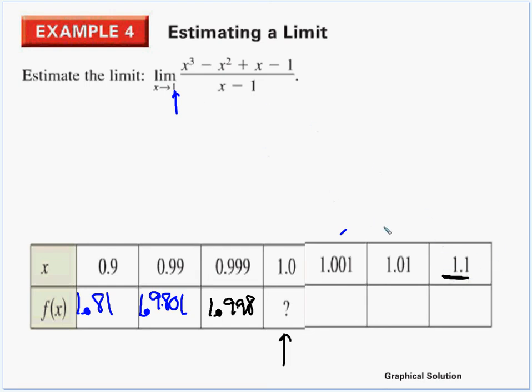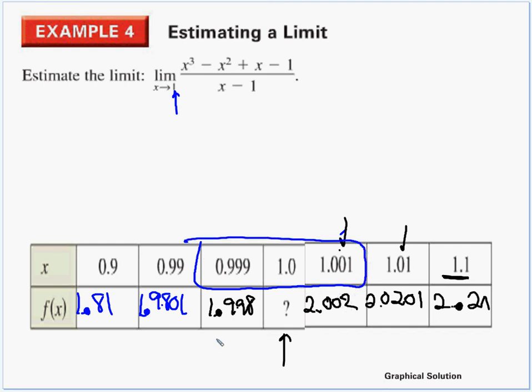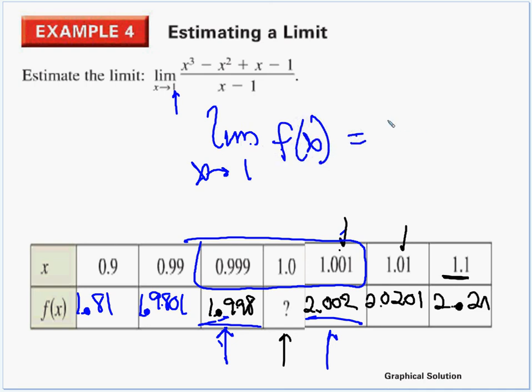1.1, that's pretty close to 1, but our y value would be 2.21. If we slide a 0 in there, make this number get closer to 1, our y value is 2.0201. And if we get even closer to 1, 1.001, we get 2.002. Again, focus in real close to that naughty number of 1. We got a y value here a little under 2. This y value is a little over 2. So it looks like our limit as x approaches 1 of our function, f of x, is equal to 2.